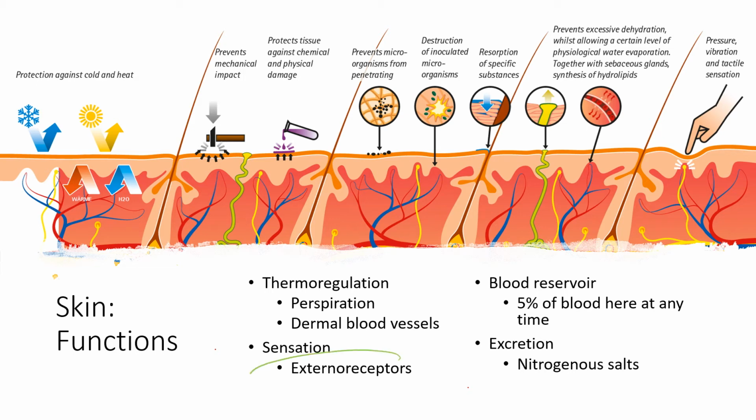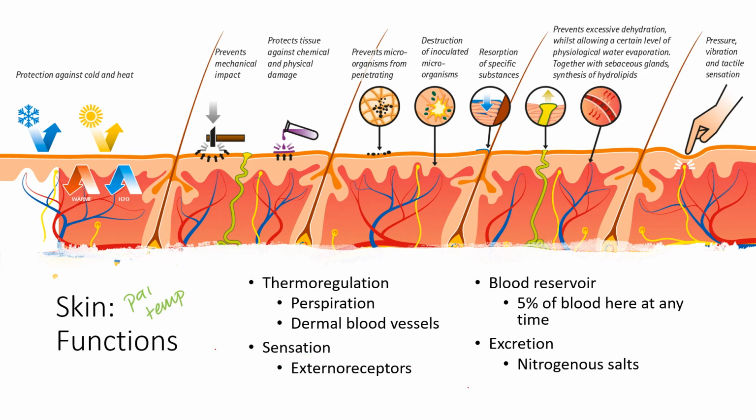We have exteroreceptors embedded in our skin for sensation. That's not just mechanical sensation, okay? So that also includes mechanical, like touch, pressure, but also pain, temperature, things like that. Anything where it's detecting what's going on in the outside environment, you have sensory receptors for.